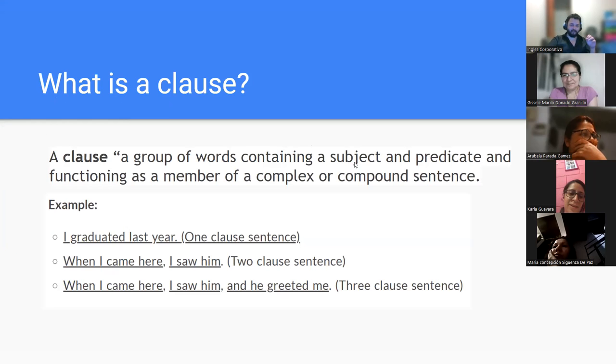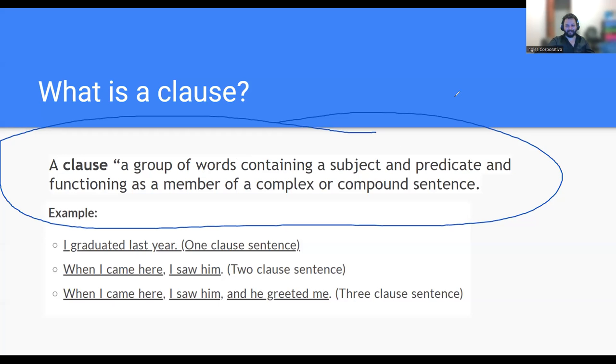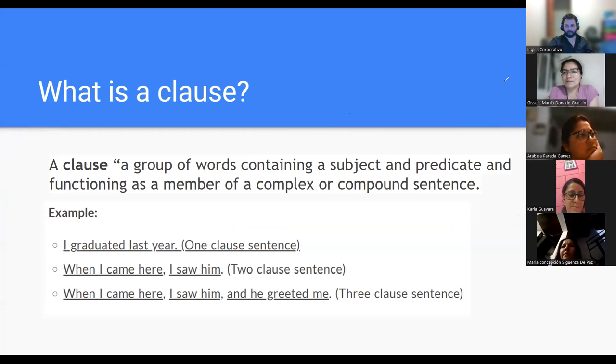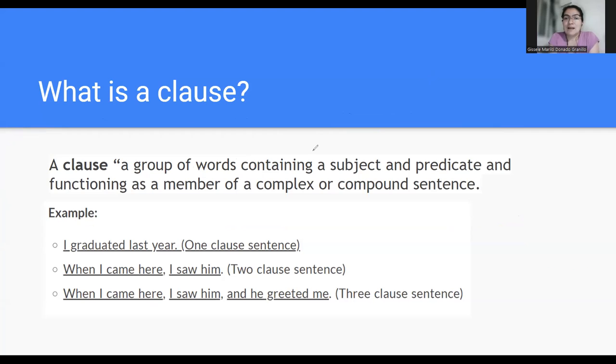All right. So let's talk about, first of all, we have to know what a clause is, okay? A clause is very easy to understand. I need someone to help me read this part right here. Can somebody please help me read? A clause, a group of words containing a subject and predicate, and functioning as a member of a complex or compound sentences. Very good. Thank you very much, Giselle.